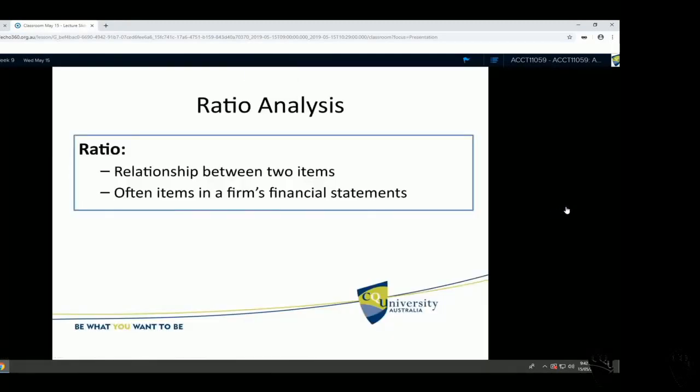Now, we're also going to look at ratio analysis, and you'll be coming into that in the assignment, and you'll be able to link your various numbers into the next worksheet, and you do a little formula. So you're generally linking two numbers together. A ratio is the relationship between two items. There are often items in a firm's financial statements, but they can be outside the firm's financial statements, like a share price or other items out there, but usually in the firm's financial statements. Ratios are a very powerful way of looking at a business.